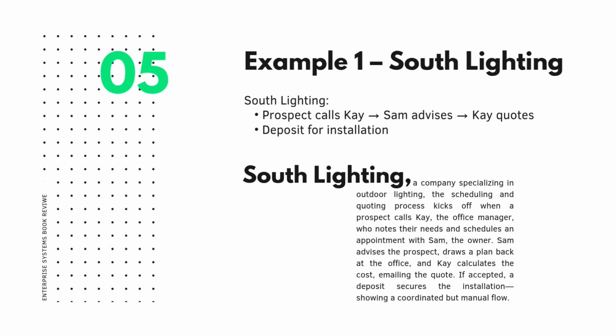Let's bring these concepts to life with three real world examples: South Lighting, FitGear, and a new case: Green Harvest Farms. Starting with South Lighting, a company specializing in outdoor lighting. The scheduling and quoting process kicks off when a prospect calls Kay, the office manager, who notes their needs and schedules an appointment with Sam, the owner.